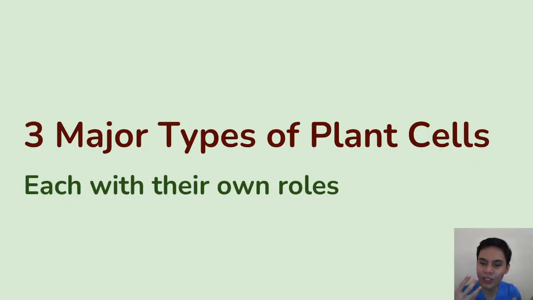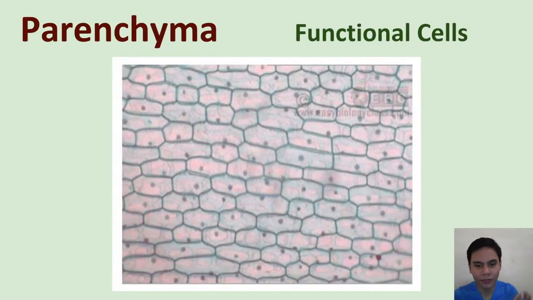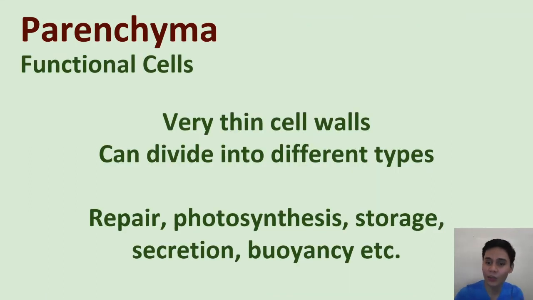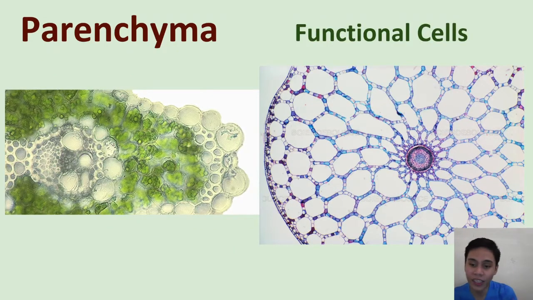Now, there are three major types of plant cells. In these plant cells, we have the first one, the parenchyma. These are functional cells. These are literally the cells that do stuff in your plant. So they have very thin cell walls. They can divide into different types, so they can differentiate, and therefore the repair, photosynthesis, storage, secretion, buoyancy, again, many, many different functions. So that's your parenchyma. They function.